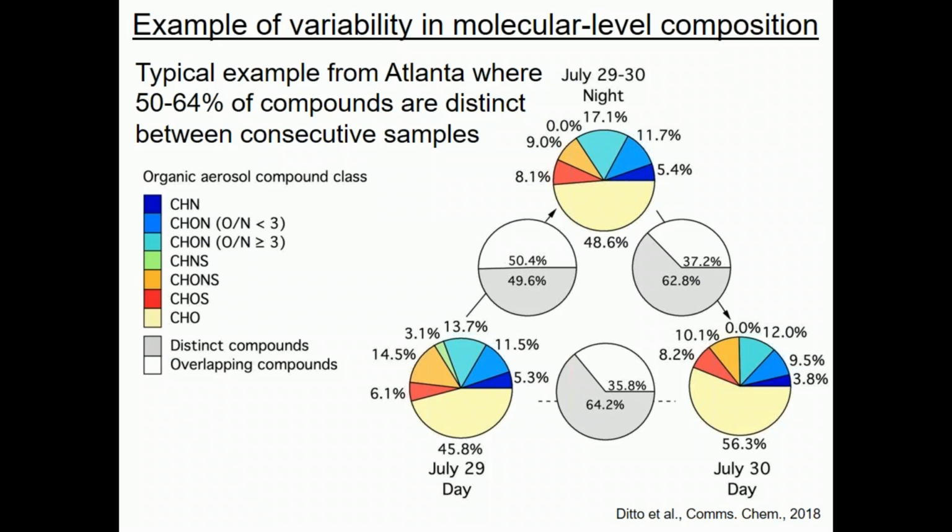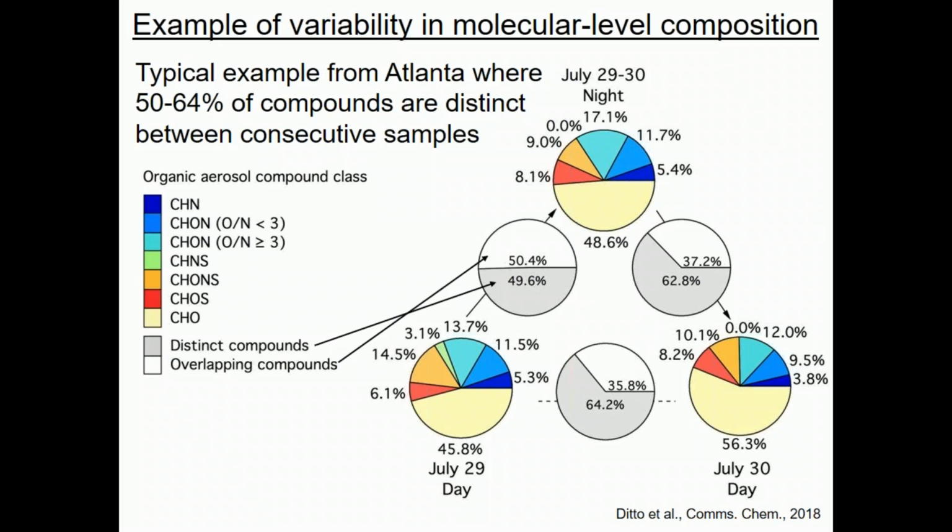And so what I'm showing here is just a basic 3-sample comparison from the daytime of July 29th, the night, and then the following day on July 30th. These pie charts are the same thing as the bar charts on the last plot, where it's showing the breakdown of the different compound classes here. And then these pie charts in the middle are the fraction of distinct compounds versus overlapping compounds. So distinct is what's shown in the shaded parts of the pie charts.